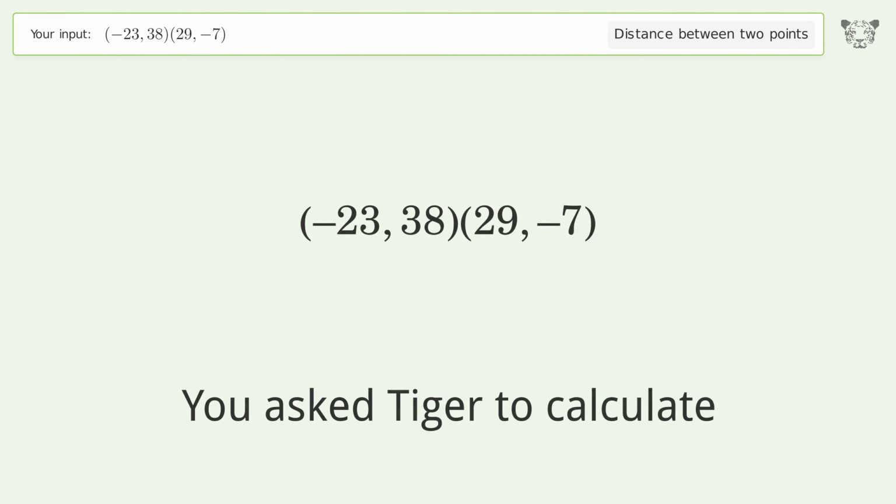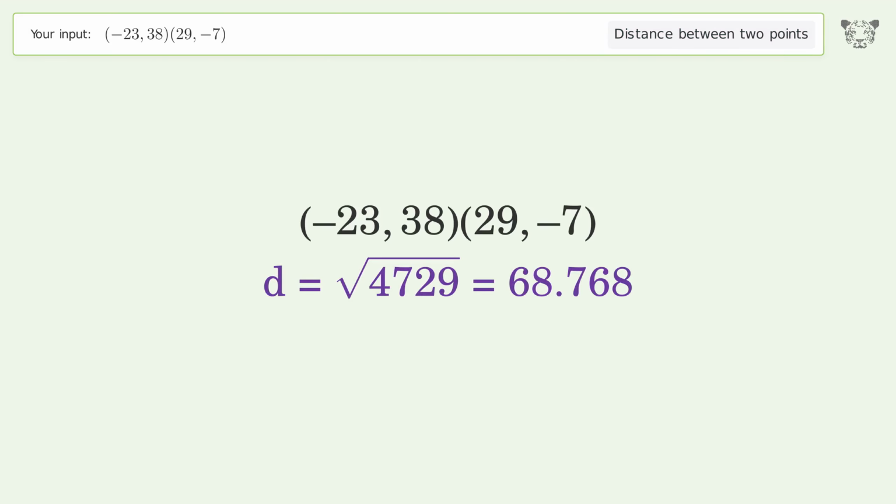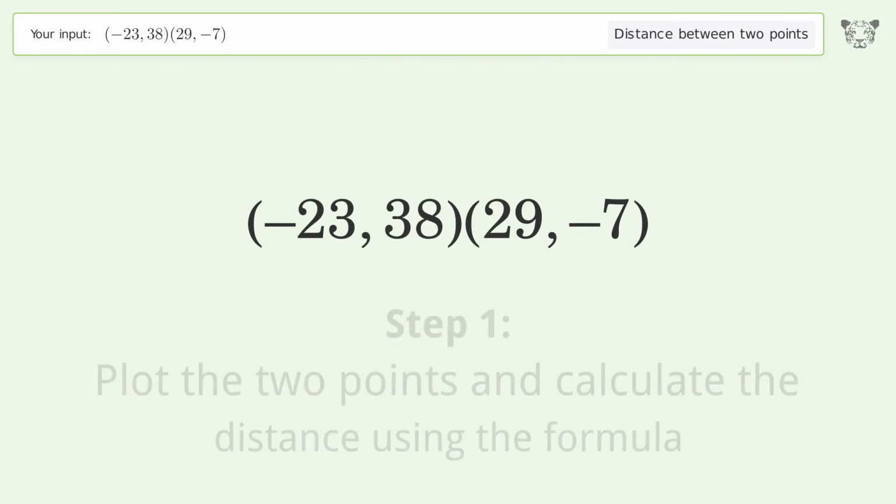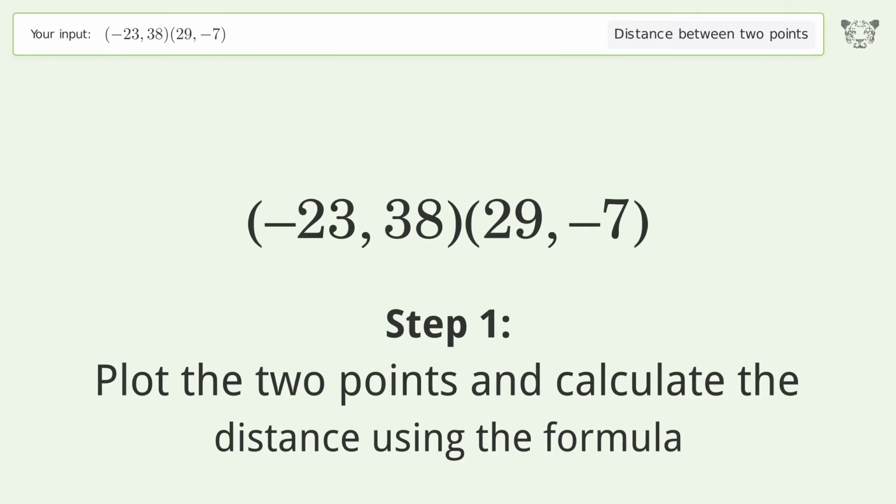You ask Tiger to calculate. This deals with the distance between 2 points. The distance between the 2 points is the square root of 4,729, or 68.768. Let's solve it step by step. Plot the 2 points and calculate the distance using the formula.